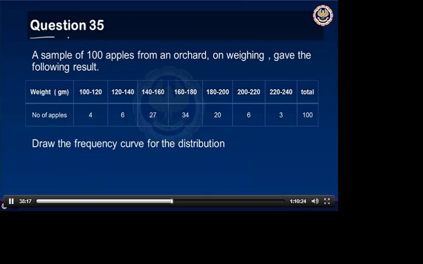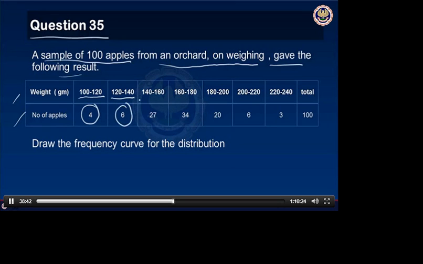So let's understand question number 35. A sample of 100 apples from an orchard on weighing gave the following results. So these are the weight of apples, and these are the number of apples, 100 apples. So the first class interval is that between 100 to 120 grams, there are 4 apples. Between 120 to 140 grams, there are 6 apples. Between 140 to 160, there are 27 apples. And between 160 to 180, there are 34 apples. And between 180 to 200, there are 20 apples.